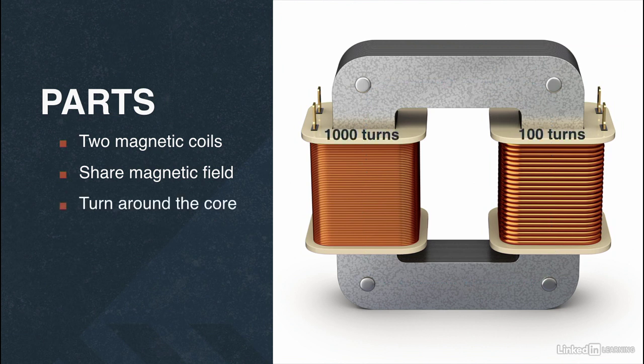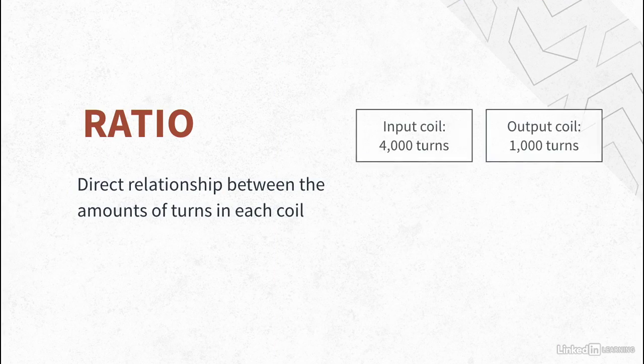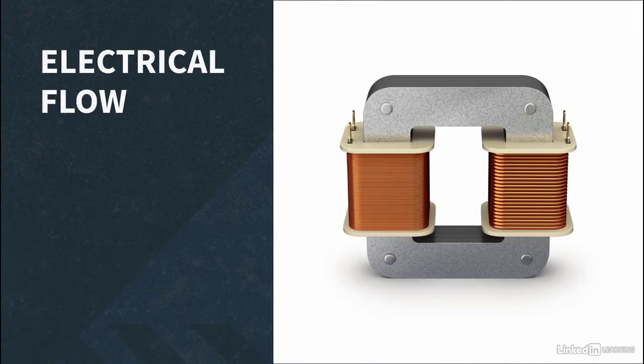These wraps are often referred to as turns. The relationship between the wraps around the core from one coil to the other coil is called a ratio. In other words, if a transformer has a 4-to-1 ratio, and you introduce 400 volts on one side, the primary side, you would in turn get 100 volts output on the secondary side. Does that make sense? Let's take a look at a basic building transformer.